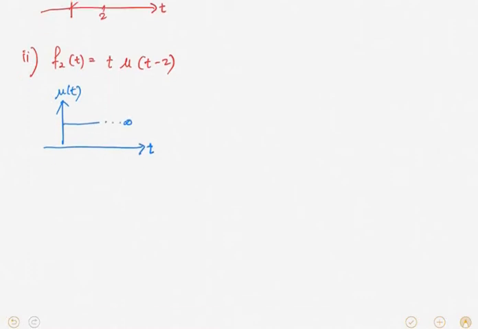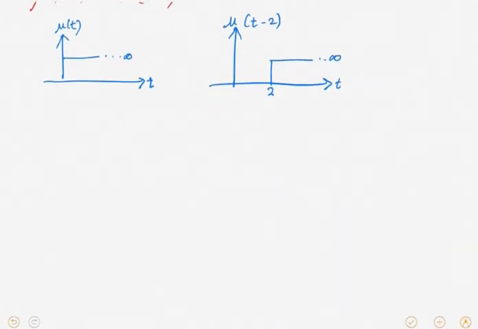Okay, what about u(t-2)? If u(t-2), it means that t starts from 2, so t goes from 2 to infinity. Okay, so for u(t+1), what is u(t+1)? If u(t+1), it means that when t plus 1 equals 0, t equals negative 1. So t is from negative 1 to infinity.